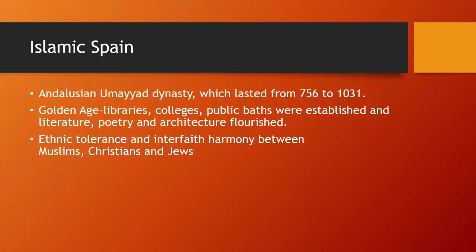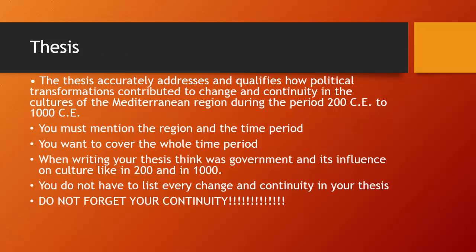So now, when it comes to writing your thesis statement, a couple of things you must remember. The thesis accurately addresses and qualifies how political transformations contributed to change in the cultures of the Mediterranean region during the period 200 to 1000. If all you talk about are political changes, it's not going to count as a thesis. If all you talk about is cultural changes, it's not going to count for your thesis statement. You must mention the region and the time period. You must cover the whole time period. You don't want to just be talking about Rome and not give me any evidence after the fall of Rome. You want to cover the full span of the time period.